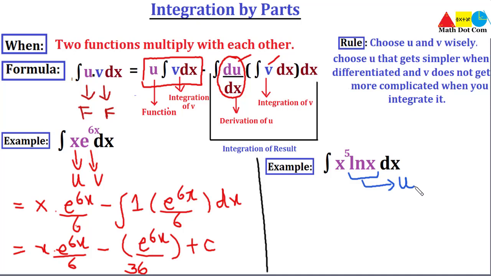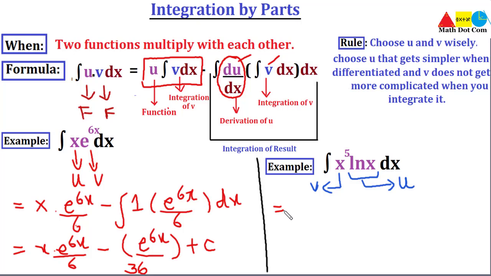complex for us. And we can easily find the integration of x raised to power 5 by using the simple method of integration, that we add 1 to the power and divide by the same. So it means natural log of x will be u and x raised to power 5 will be v. Now let's solve it. How can we do this?